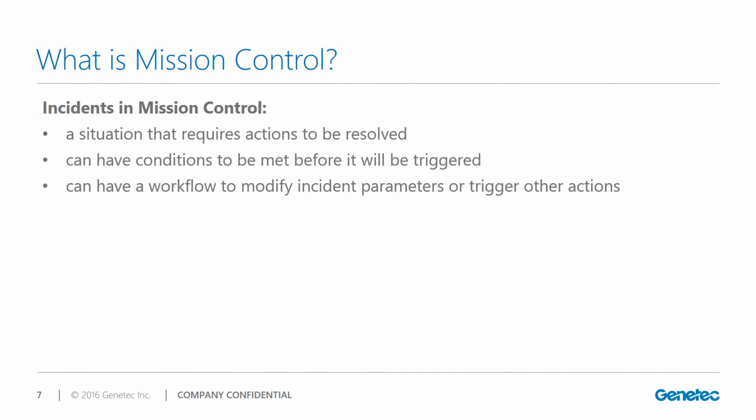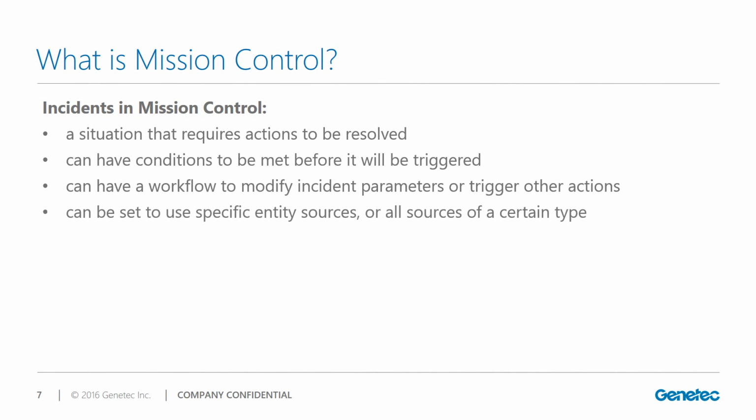For example, we could only want to trigger an incident if we had an access denied event and then had a door forced open event within 30 seconds of the previous event. The workflow could be configured to change the priority of the incident when somebody was actively investigating the situation and send an email once the incident has been resolved.